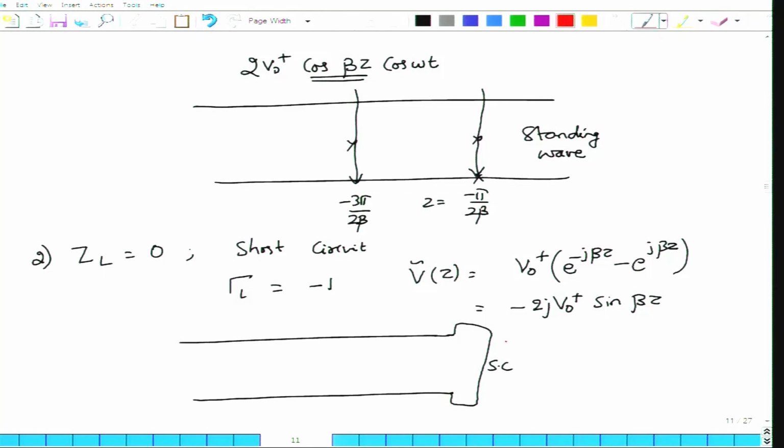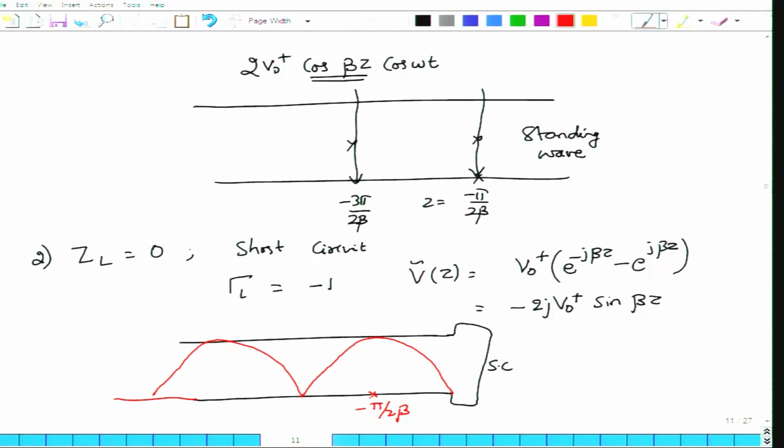And when I look at what would happen to the magnitude of the voltage here, it would be 0 and then it would reach its maximum at a later point and then again go down to 0. Where would I get a maximum? I would get a maximum at minus pi by 2 beta. This number minus pi by 2 beta is coming up again.